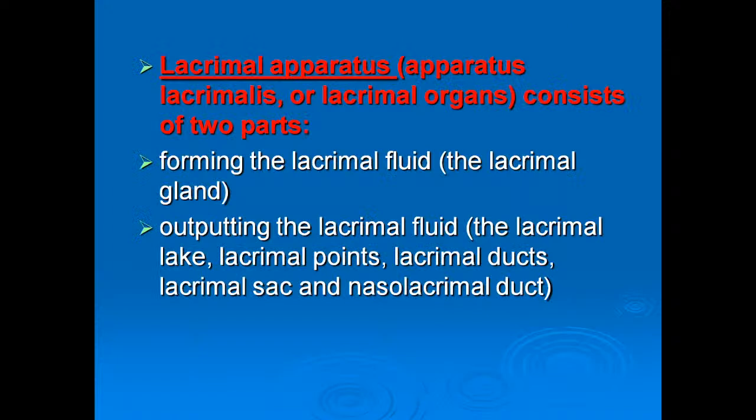And the last, lacrimal apparatus, apparatus lacrimalis, consists of 2 parts, forming the lacrimal fluid, the lacrimal gland, and outputting the lacrimal fluid. Includes the lacrimal lake, lacrimal points, lacrimal ducts, lacrimal sac, and nasolacrimal duct.